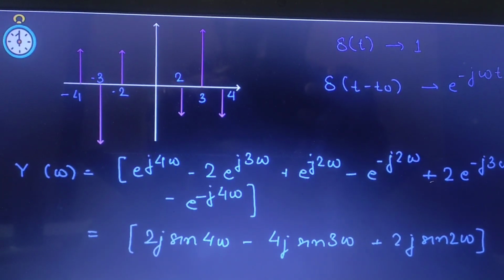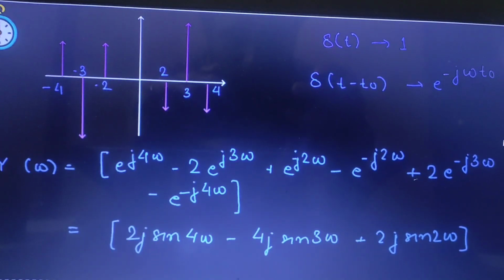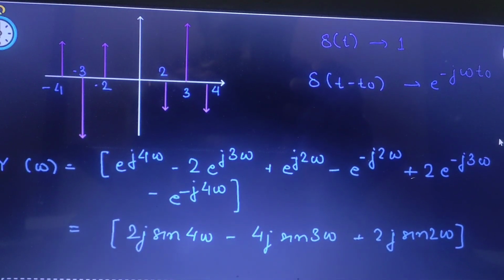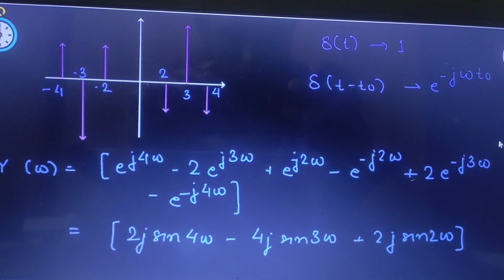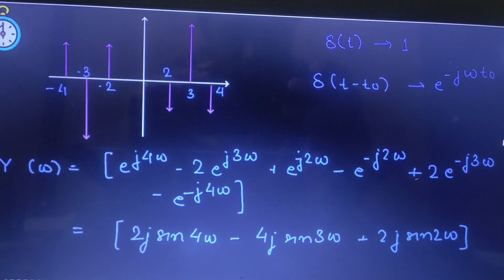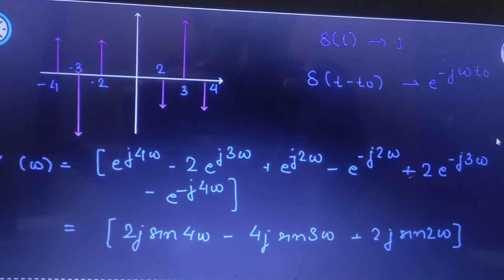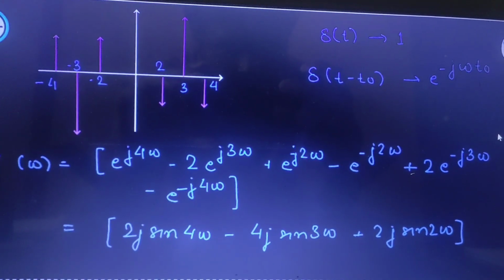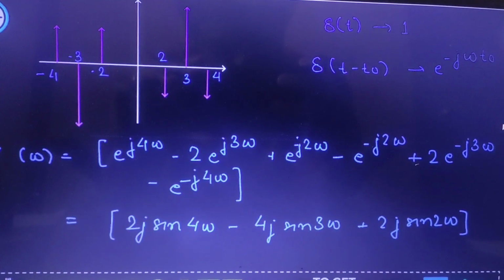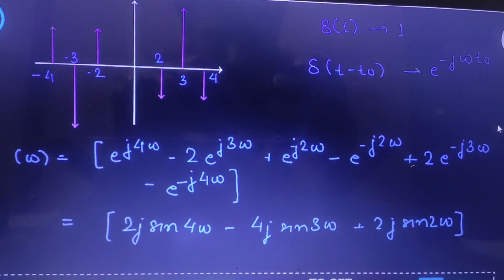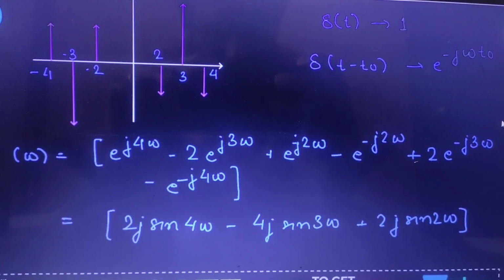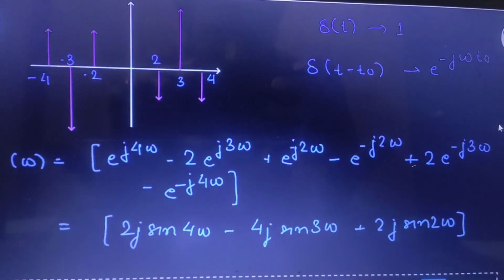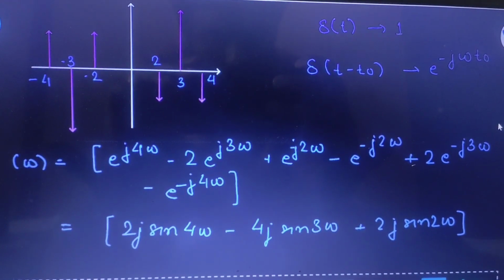Here y of omega he wrote in exponential form as e power j4 omega minus 2 into e power j3 omega plus e power j2 omega minus e power minus j2 omega plus 2 into e power minus j3 omega minus e power minus j4 omega. So finally you will get it as 2j sin 4 omega minus 4j sin 3 omega plus 2j sin 2 omega.